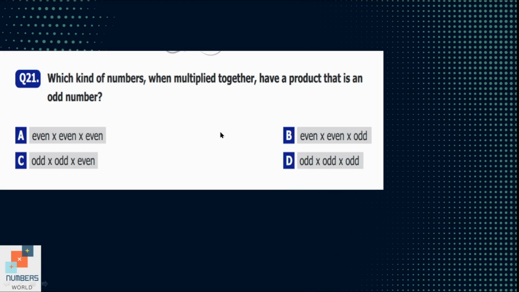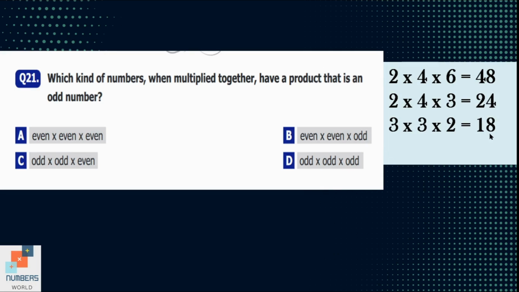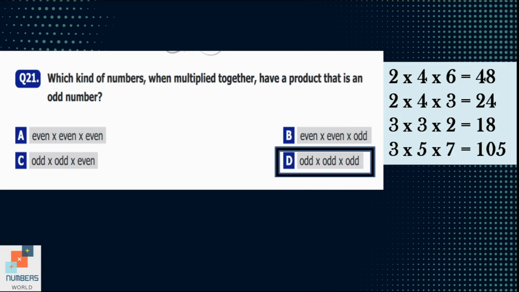So, which is question number 21. Which kind of numbers, when multiplied together, have a product that is an odd number? We can check all our options one by one by multiplying even and odd numbers. For option A, we have taken any three even numbers, and after multiplying them, the answer is an even number. To check option B, we will multiply two even and one odd number. The answer is an even number again. Option C is also making an even number, but in option D, if we take any three odd numbers and multiply them, the answer is an odd number. So option D is our answer.